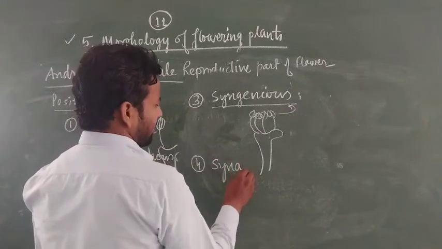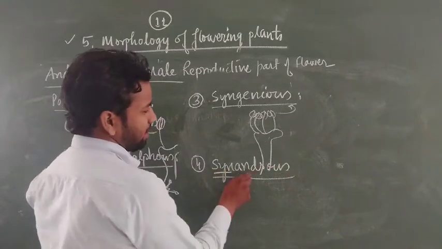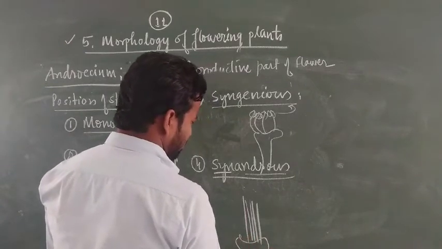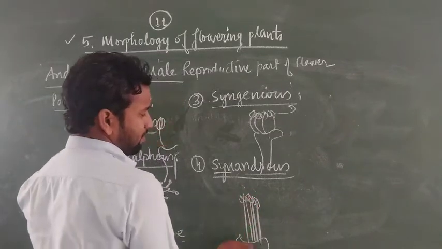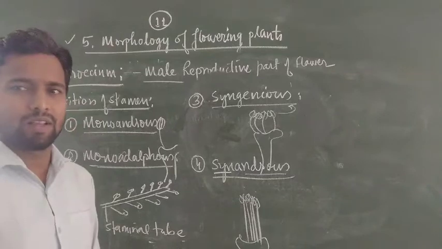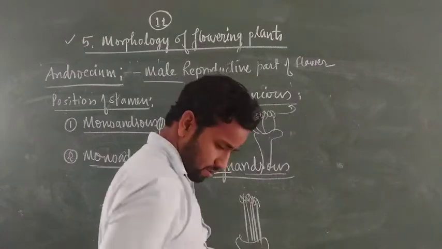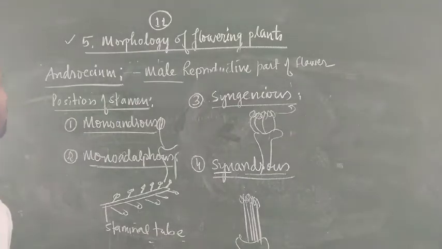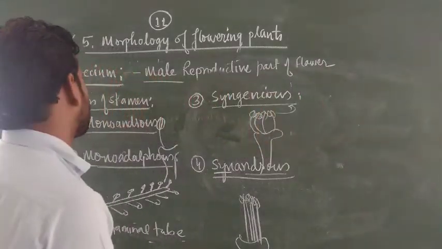Fourth is the synandrous condition. Syn means combined, androus means androecium. Especially the flower bears numerous androecium, but all are combined together, and this forms the synandrous condition. Many other conditions like didynamous and tetradynamous are also observed in the androecium.